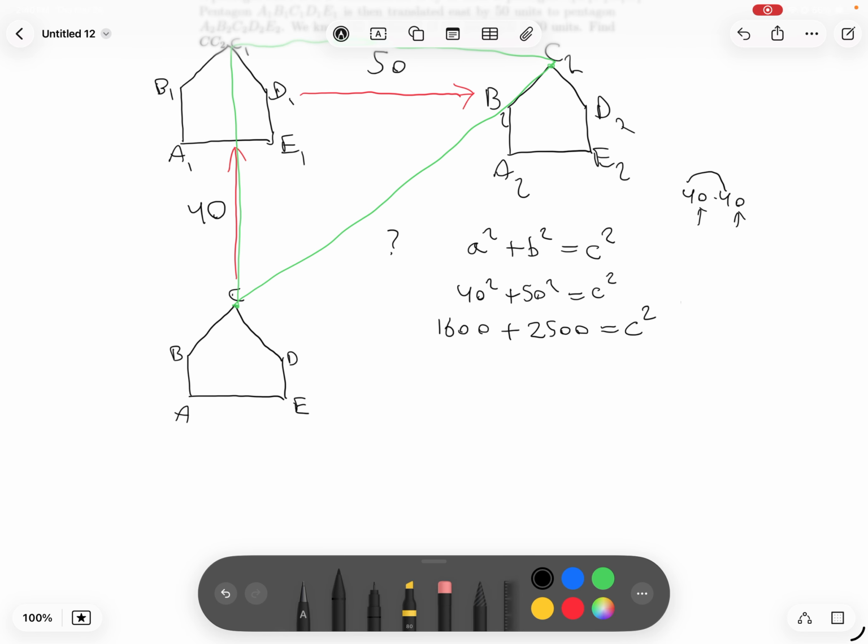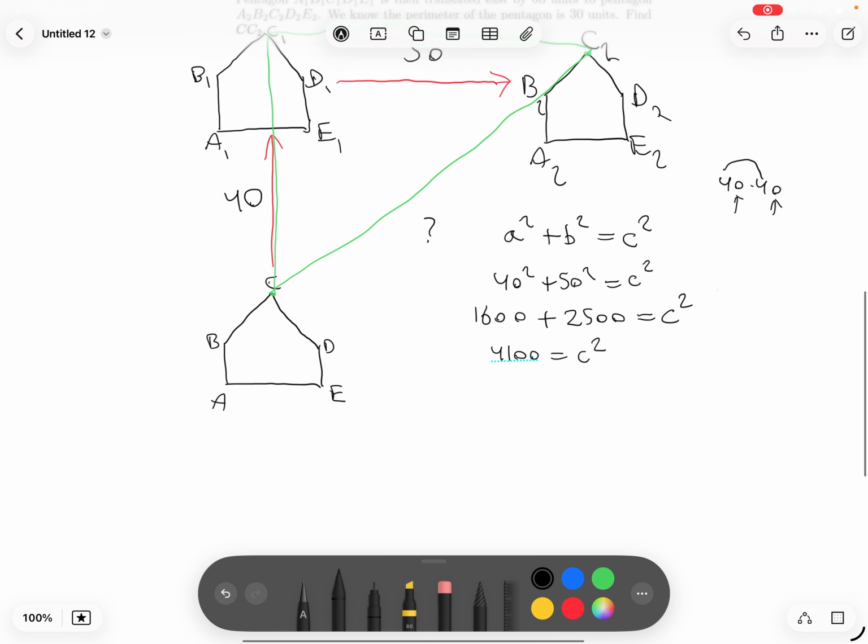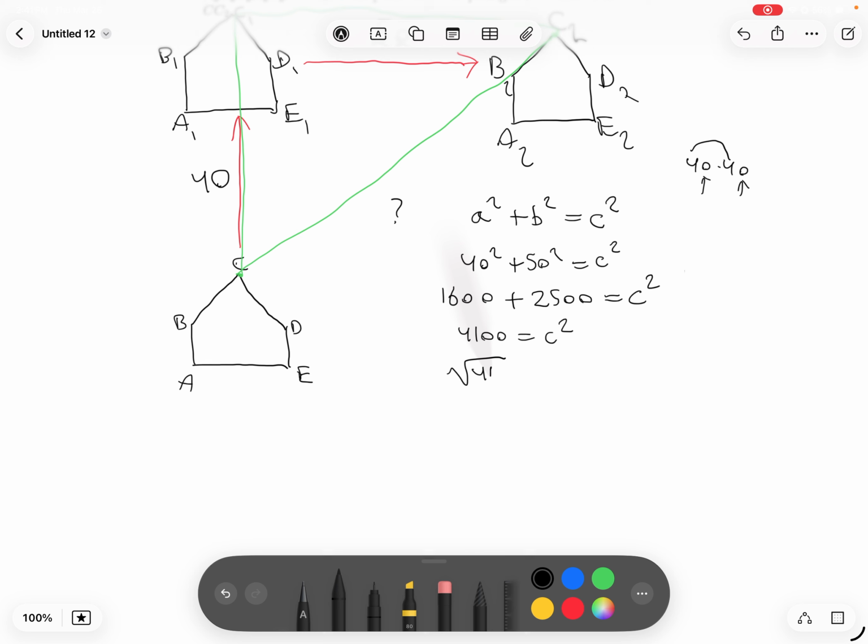Now, 2500 plus 1600, that's just 4100. So, we know c squared is going to be equal to 4100. Alright, now we need to take the square root of both sides of this equation because we want to get just the c value, the length of the hypotenuse. So, we take the square root of both sides. So, we have square root of 4100 equals c.